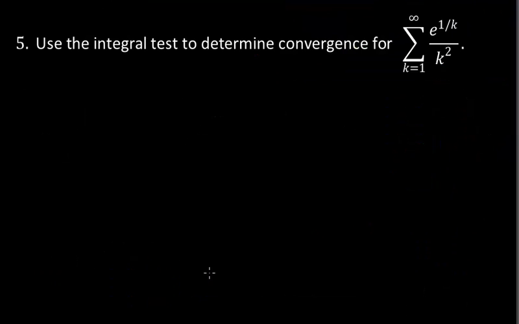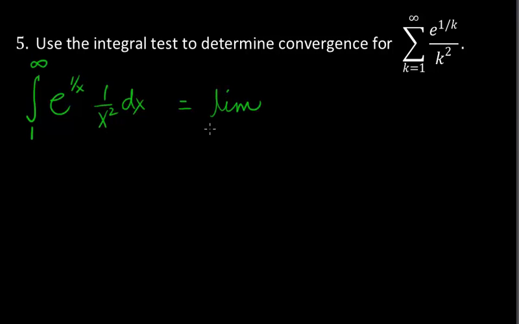Number 5, you're asked to use the integral test. On the final, I would tell you to use the integral test. So we know that we're going to be looking at the limit from 1 to infinity of e to the 1 over x times 1 over x squared dx. And that will be equal to the limit. Every step that you write, if it's proper notation and using your definitions, you get partial credit.